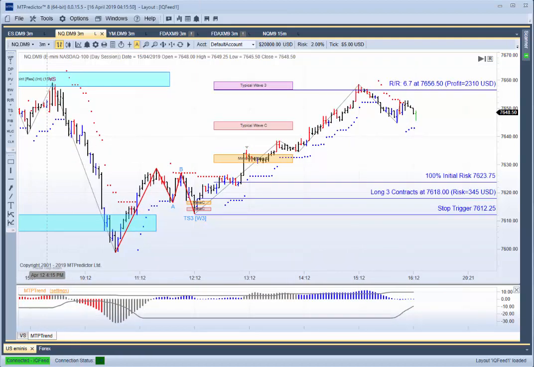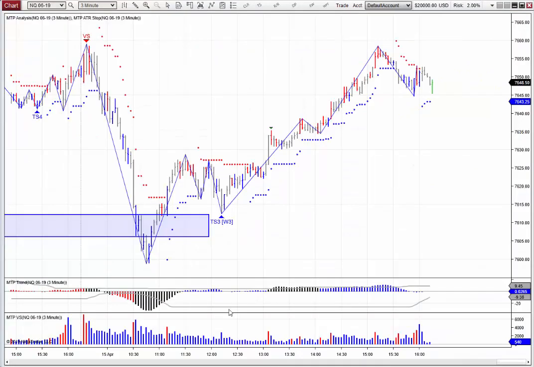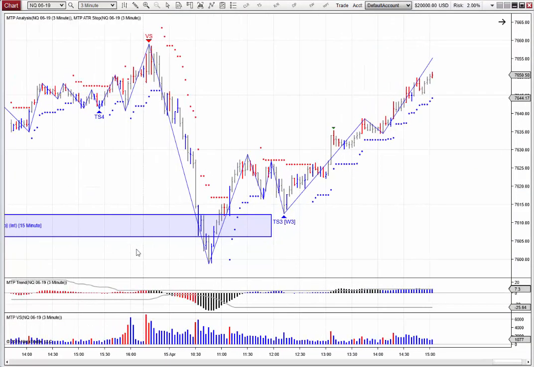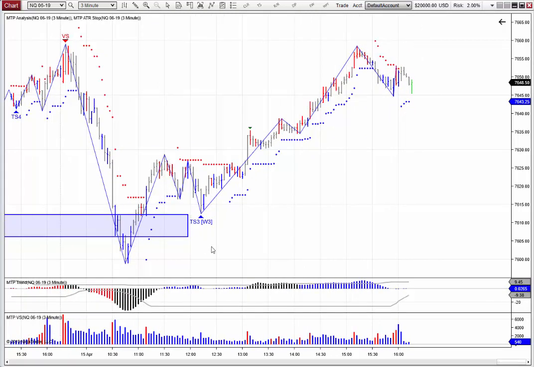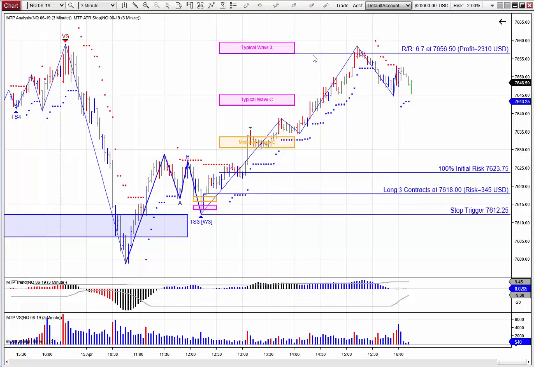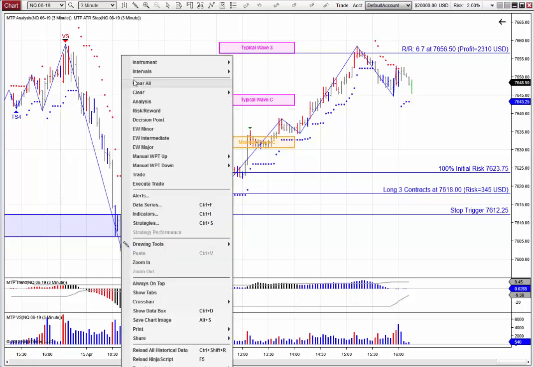Let's have a look at our NinjaTrader 8 add-ons to show you that we have exactly the same setup in our NinjaTrader 8 add-ons. There's our 15-minute support coming in. Here's the initial rally up. Here's our W3 trade setup. Exactly the same. If I place the analysis on, it came up to the typical wave 3 WPT for exactly the same trade setup. So this is in our NinjaTrader 8 add-ons as well.